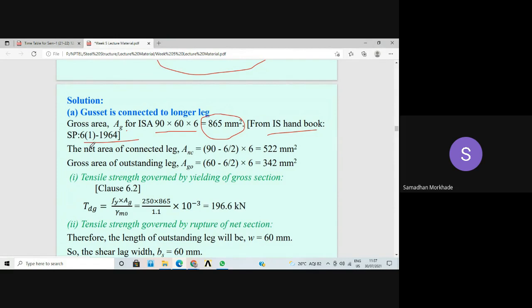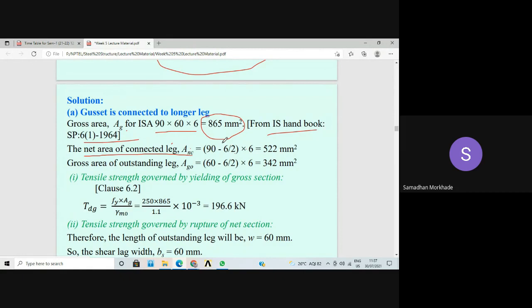So now calculate the net area of the connected leg, Anc: (90 minus 6 by 2) into 6, into t. Now see, it is a welded connection. Though we are calculating the net area, the diameter of the hole does not come into the picture. Why?